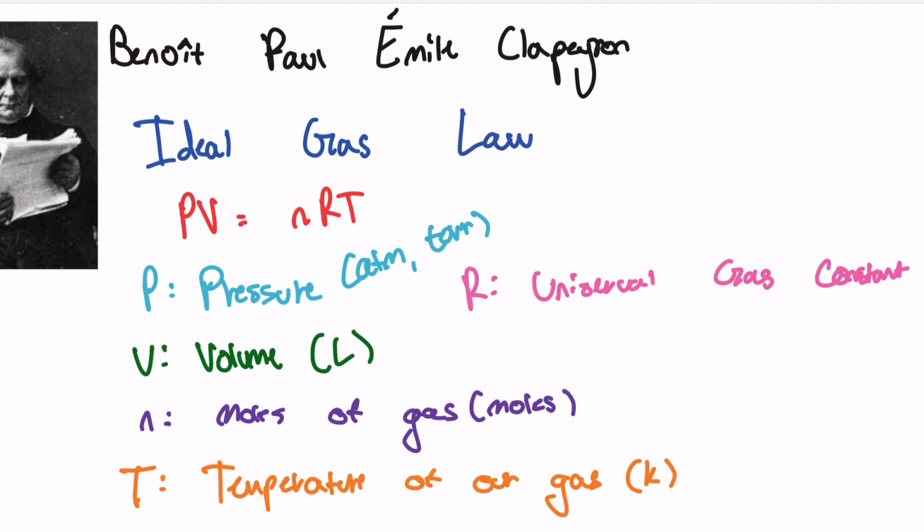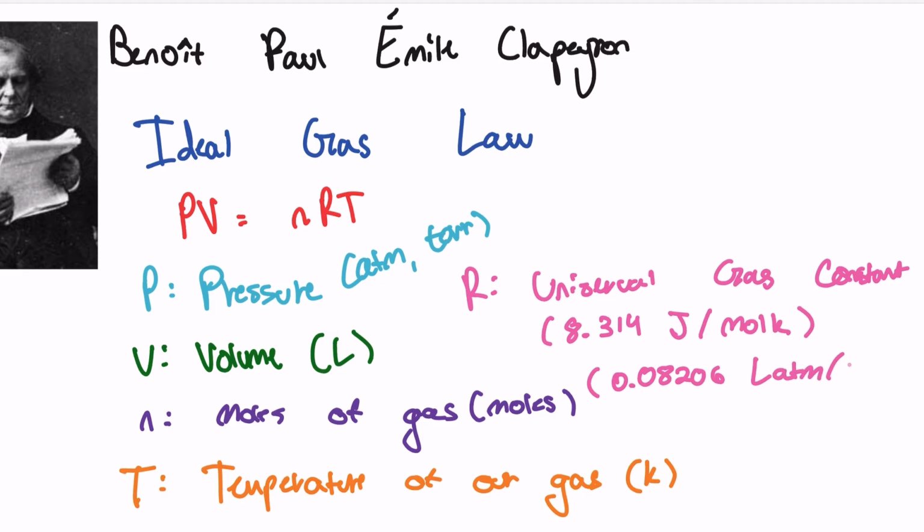Circling back to our universal gas constant, this could either have a value of 8.314 joules per mole Kelvin or 0.08206 liters atmosphere per mole Kelvin. Both of these are on your AP Chemistry formula sheet. Please don't memorize them. I mean, if you really want to, you can memorize them, but don't worry about it that much.